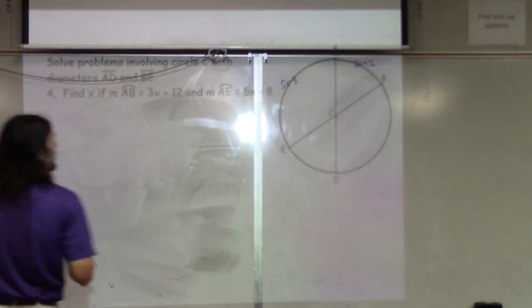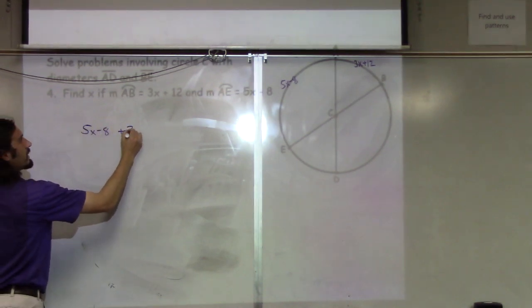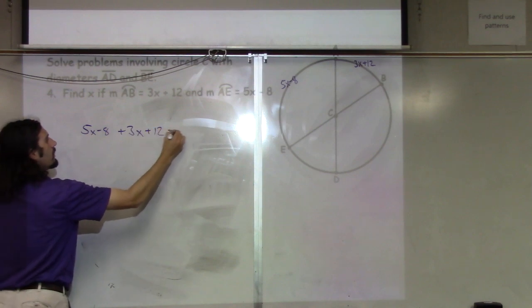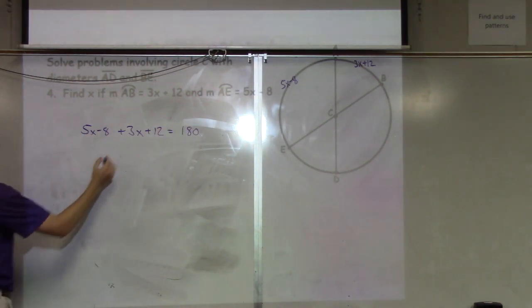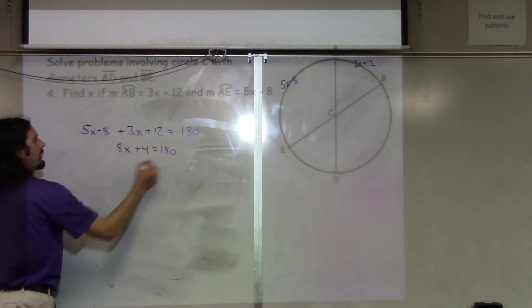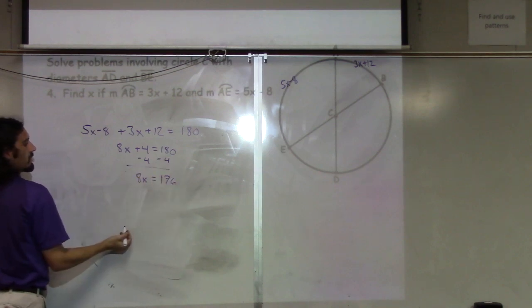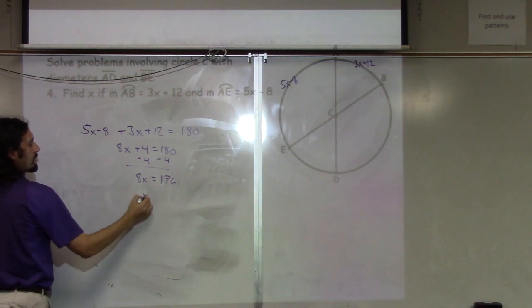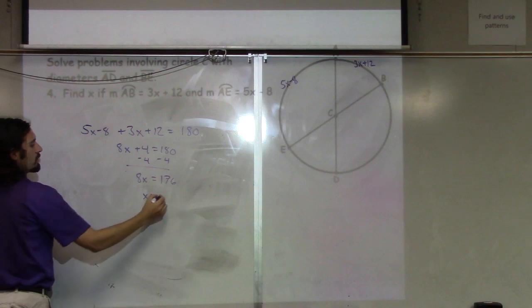So we can come over here and take our two pieces, 5x minus 8, plus 3x plus 12 must equal 180. And so we can go and combine like terms right there. We've got 8x plus 4 equals 180. Subtract our 4. 8x equals 176. So then x is going to be, 20 would be 160, 22.